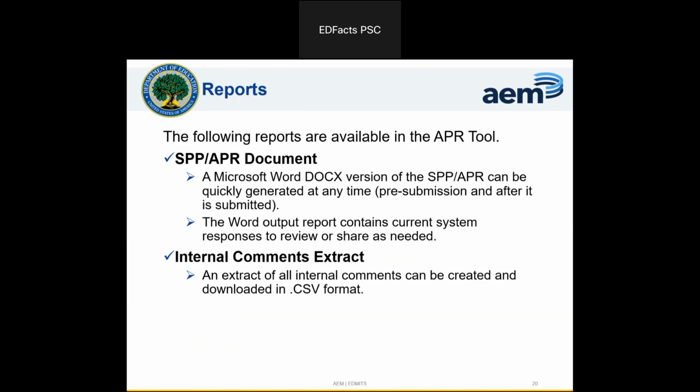Next, I'd like to review the reports that are available in the APR tool. These include the SPP APR document and the internal comments extract. The SPP APR document is a Word document that can be generated on demand and downloaded at any time. It will contain current saved system responses, allowing you to review or share as necessary before and after submission.